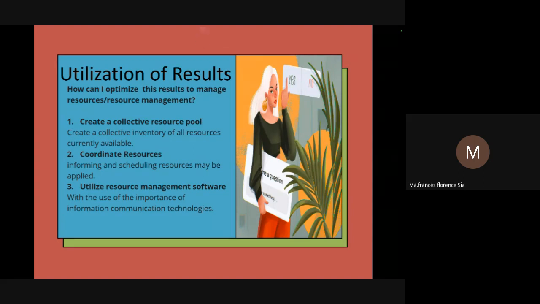Second, coordinate resources. Informing and scheduling resources may be applied, but larger organizations that execute complex projects with multiple resources need a better solution. Third, utilize resource management software with the use of the importance of information communication technologies. You'll be able to assess the resources at your disposal from a global perspective and coordinate them across all the projects in your team. It makes work easier since it includes all the tools you need to visualize and balance team workloads, reprioritize the projects, and redistribute hours in real time.